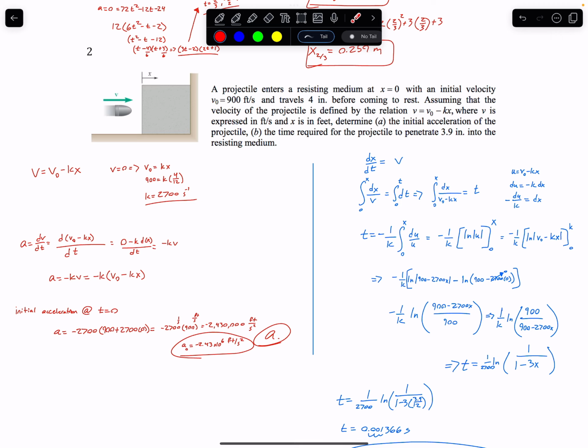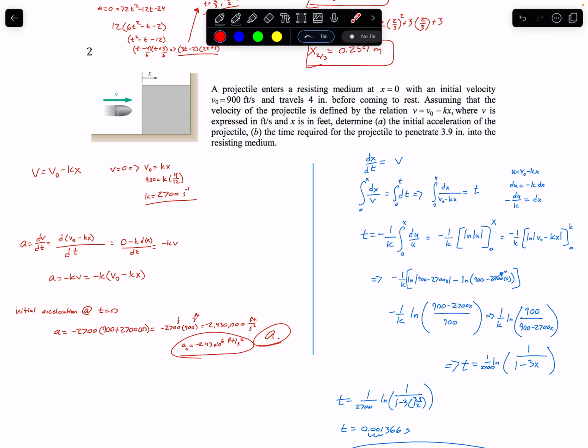It's about a projectile entering a medium at x equals 0, with an initial velocity of 900 feet per second, and it travels 4 inches before stopping. Here we have our defined v, and for part A, we're looking for the initial acceleration of the projectile. So we take the initial equation that is given to us, and we know that the final v is equal to 0.